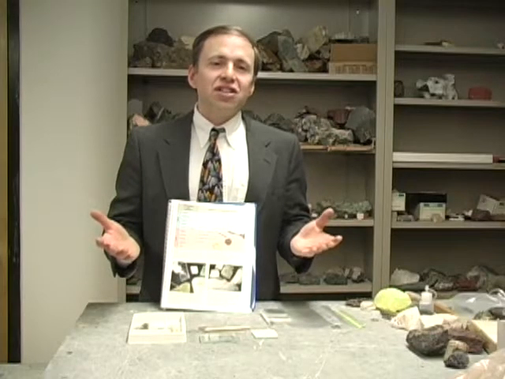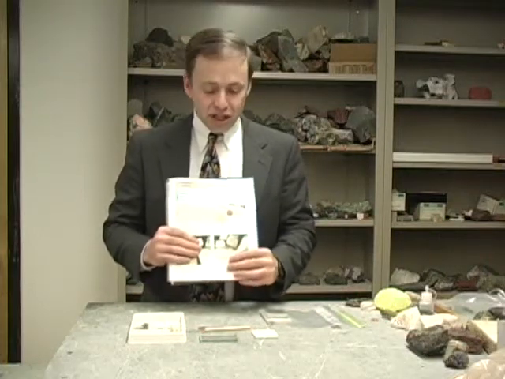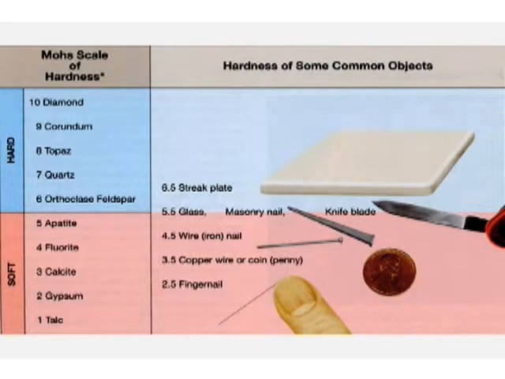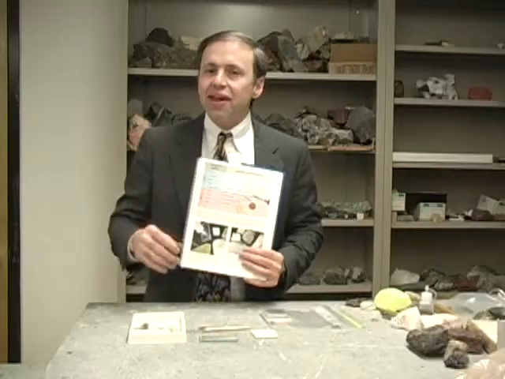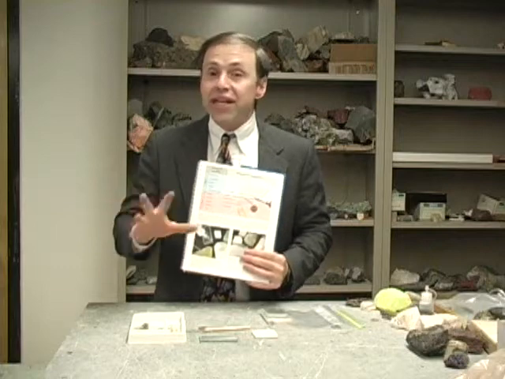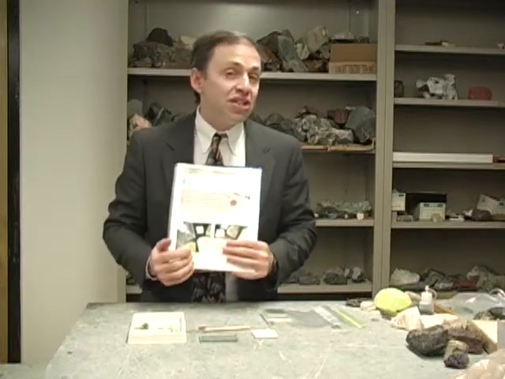Once you've figured out luster, the next thing we're going to do is try to talk about hardness. You will see in your book there is a chart called the Mohs hardness scale. This is a relative scale of how hard minerals are. You might think hardness is the ability not to break into pieces when you smash it. Not so. It's the ability not to be scratched.